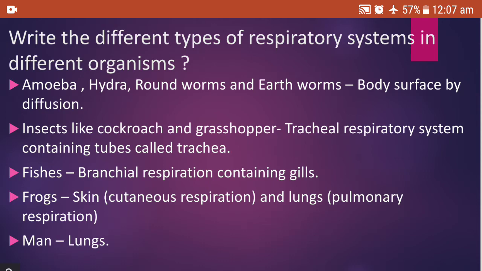Insects like cockroaches and grasshoppers have the tracheal respiratory system containing tubes called the trachea, whereas fishes have branchial respiration. Branchial respiration means respiration taking place through gills. Frogs have two types of respiration, cutaneous respiration, that is through skin, and pulmonary respiration, that is through lungs. And of course human beings' respiratory organs are lungs.